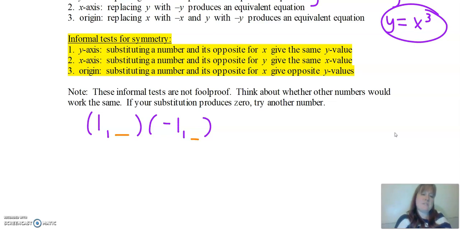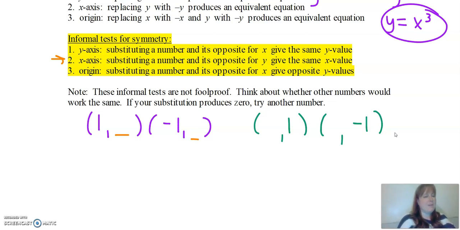If I get opposite numbers, then I have origin symmetry. If I get totally different numbers, I don't have symmetry at all. And then the odd one out is x-axis symmetry, because for x-axis symmetry, I have to do y values. Basically what it's saying is if y is 1 and y is negative 1, then I should get out the exact same x values. And if I do, then it has x-axis symmetry.